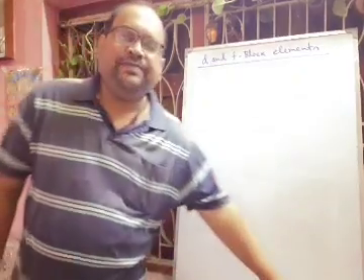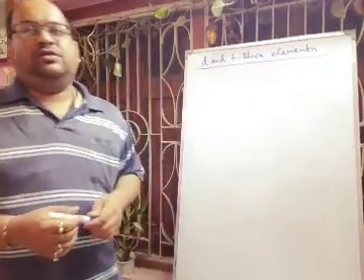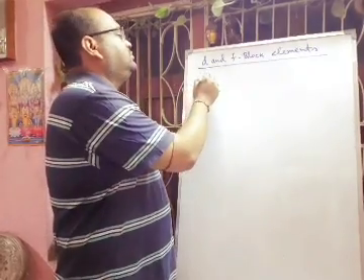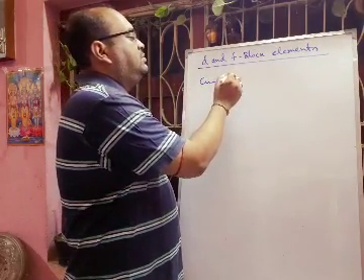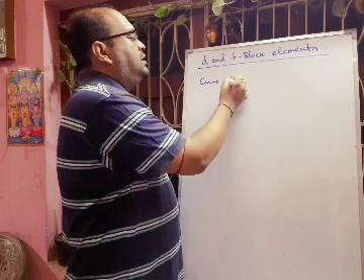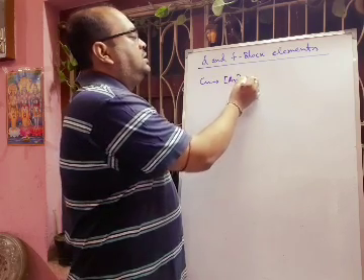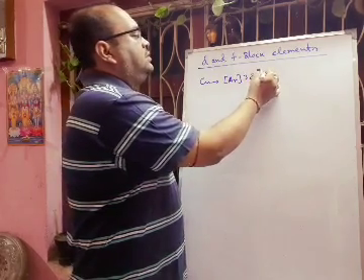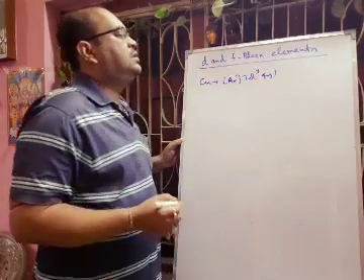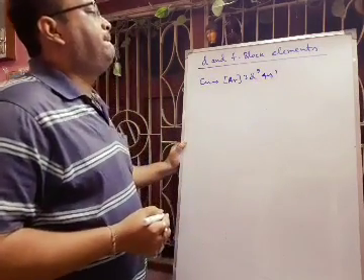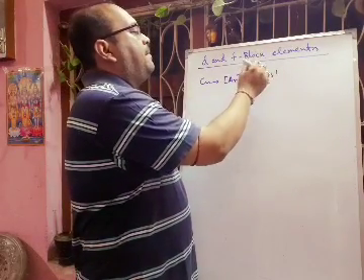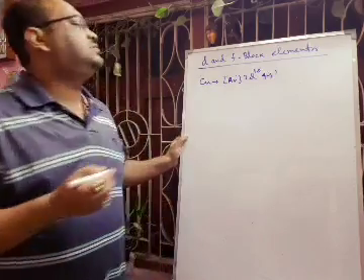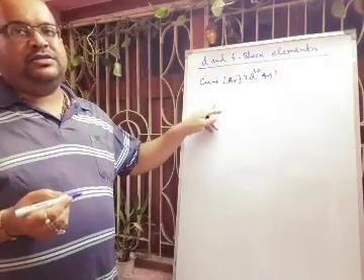Suppose we write the electronic configuration of copper. It is argon 3d10 4s1. Okay, this is the electronic configuration of copper.